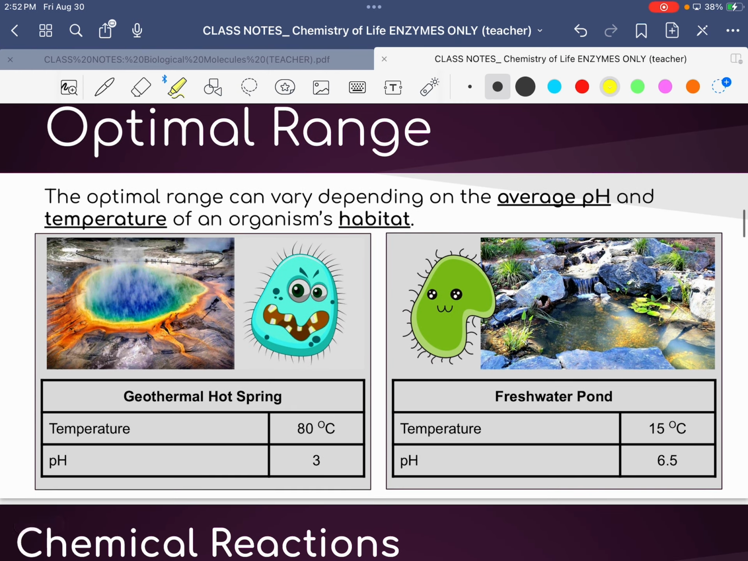Now a little bit more about optimal range. So now we've got two organisms here. We've got this crazy looking bacteria, and we've got this nice happy looking bacteria. And you can see that they come from two different environments. This environment right here is a thermal hot spring.